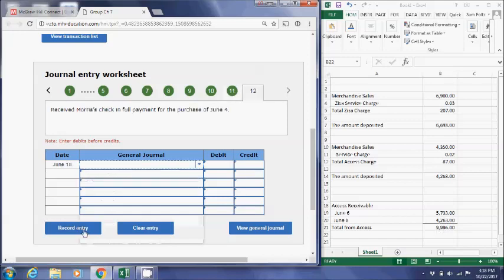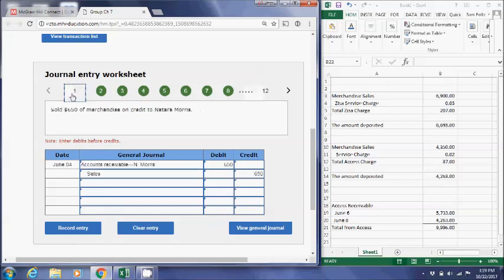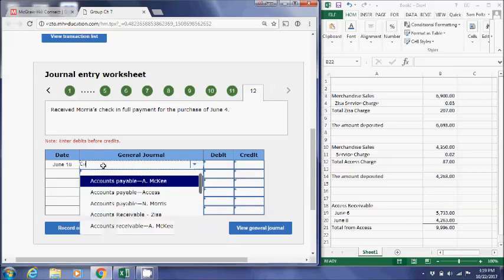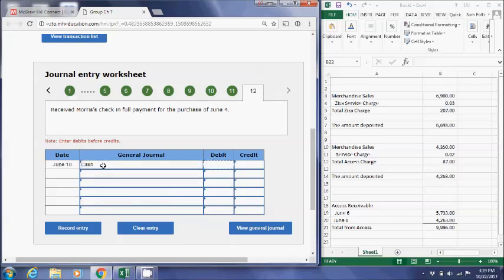And then finally we get to June 18th, and it says that we received Morris's check. This is Natera Morris, right? Morris's check in full payment for the purchase of June 4th. That was the purchase that we did back here on the 1st when we sold $650 worth of merchandise to Natera Morris. So what have we received? Well, we received cash because we received payment. And of course we're going to take the accounts receivable off the books.